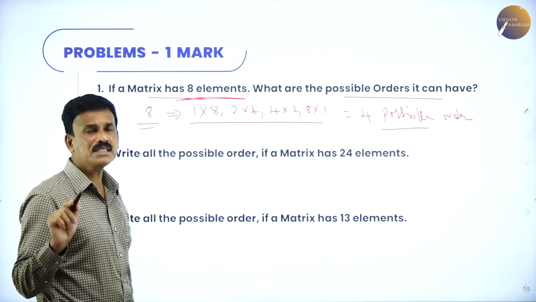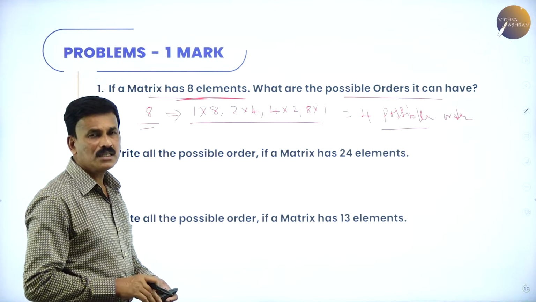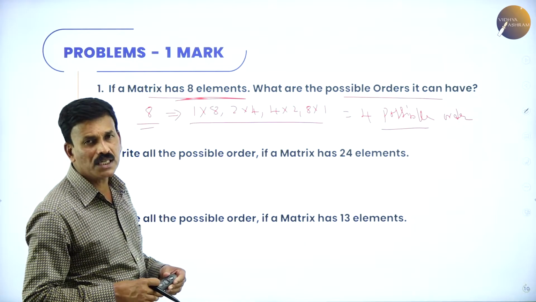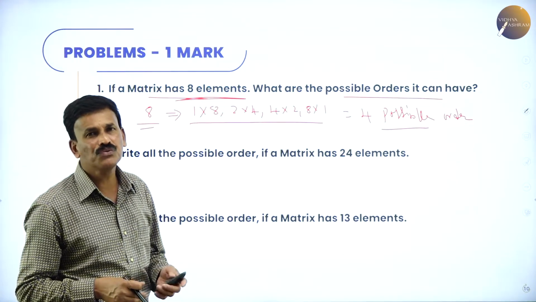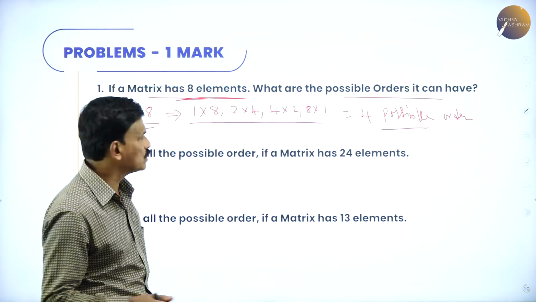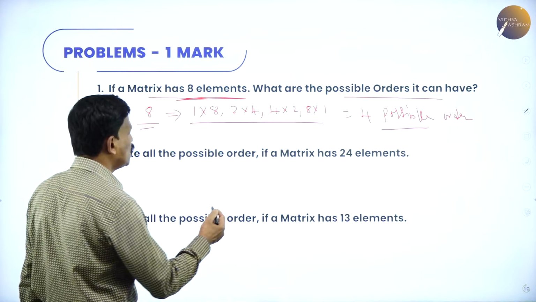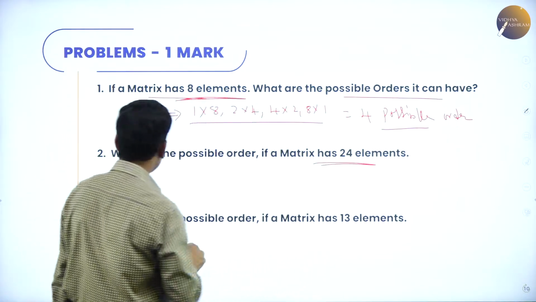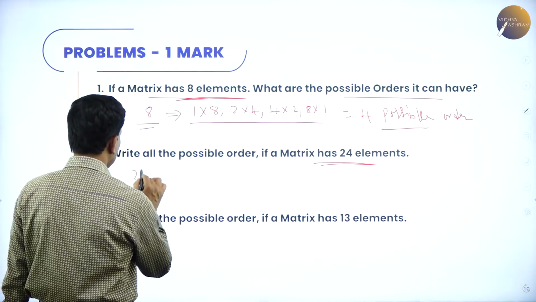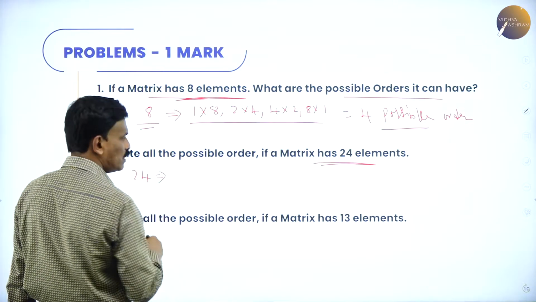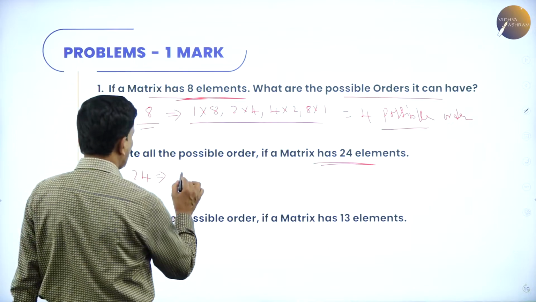So if a matrix has 8 elements, then all the possible orders that we can have are 1 into 8, 8 into 1, 2 into 4 and 4 into 2. That's it. Okay. Now let us come to a similar problem. Suppose a matrix has 24 elements, so a matrix having 24 elements, then what are the possible orders?